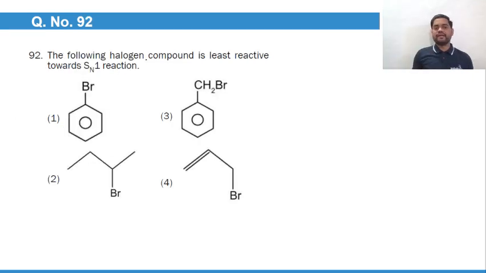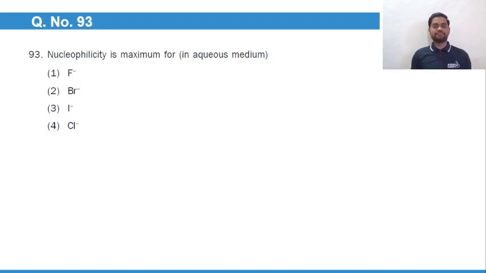Again, which of the following halogen compounds is least reactive towards SN1? We know that phenyl and vinyl are least reactive. This is benzyl, not the right answer. This is allyl, not the right answer. And this is alkyl, not the right answer. Option number 1 will be the right answer. 93. The nucleophilicity is maximum in aqueous solution. We know that in aqueous solution the order is iodide, bromide, chloride and fluoride, and in non-aqueous or polar aprotic solvent, it is the opposite.